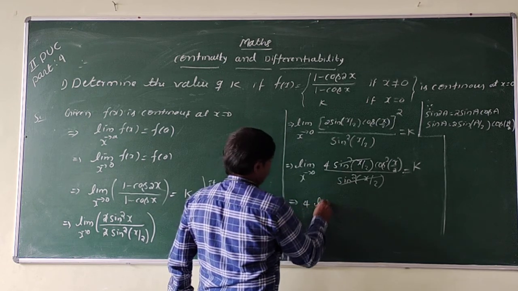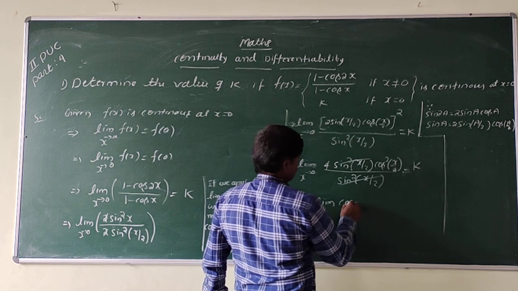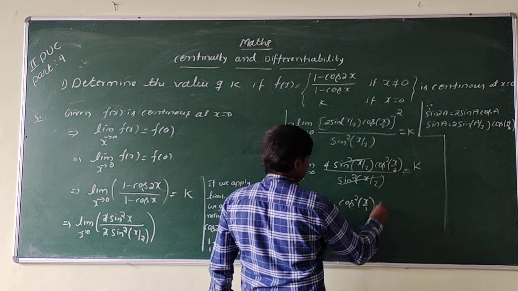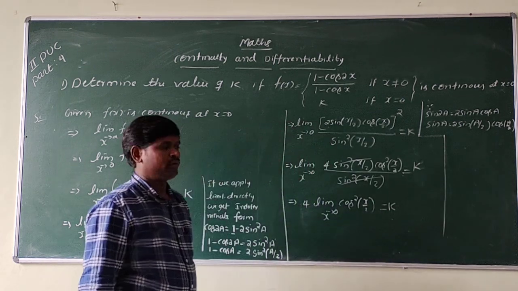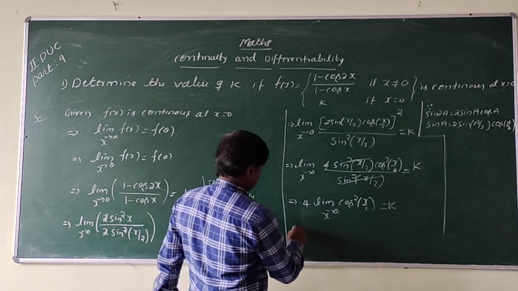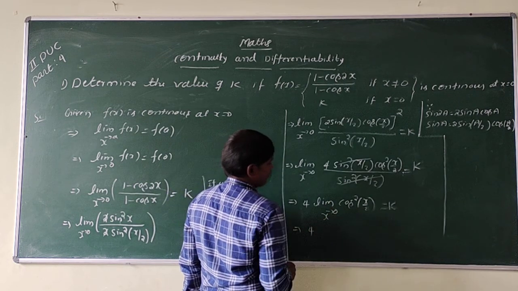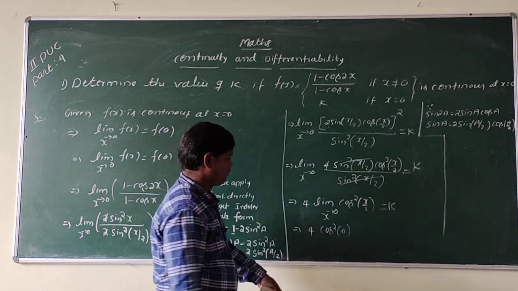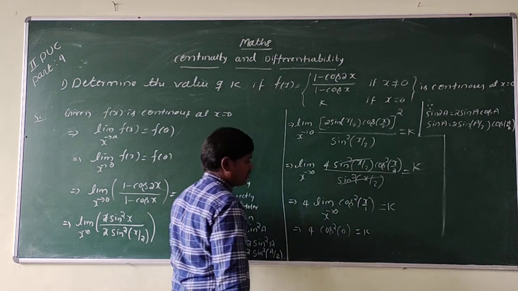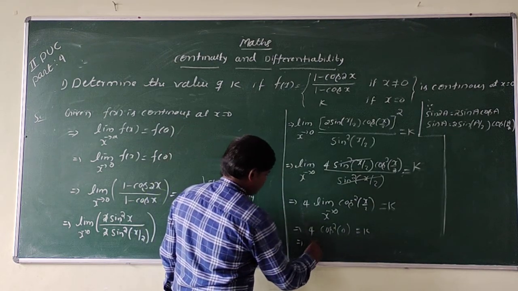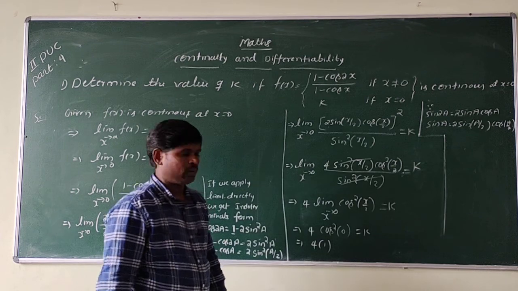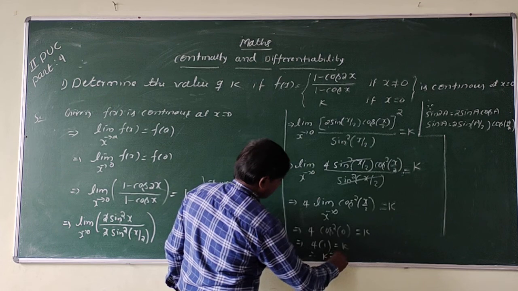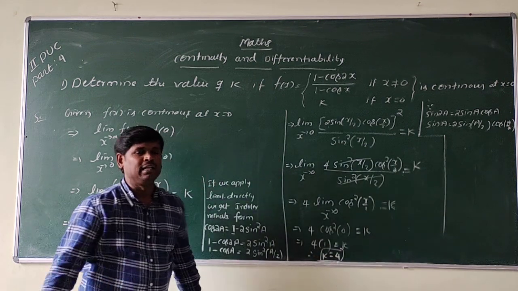So 4 into limit of cos square x by 2 as x tends to 0, which is equal to k. Okay, so apply the limit. If we apply the limit, cos square of 0 divided by 2, so we are left with cos square 0. This implies 4 into 1. Is it clear? 4 into 1, which is equal to k. So therefore k is equal to 4. So this is the required value of k.